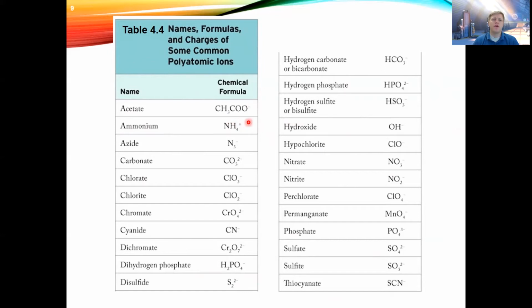So the ammonium ion has a positive charge. We've got a couple like chromate, dichromate, and disulfide here that have multiple charges on them. The phosphate and sulfites all have multiple charges as well. But you're going to need to go back through that and memorize this table.